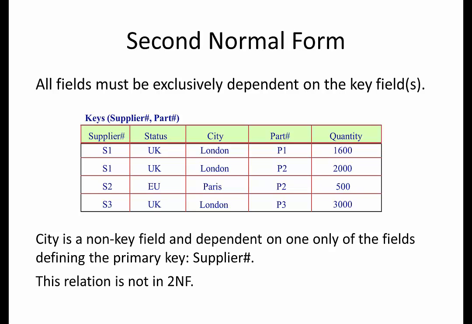So this table is not in second normal form. It's dependent on only one of the fields defining the primary key, i.e. supplier number. The relation is not in second normal form. Is everyone clear on that? Anybody unclear on that? Yep. City is not dependent. Indeed, status isn't either. Quantity is dependent on both part and supplier, though, probably.